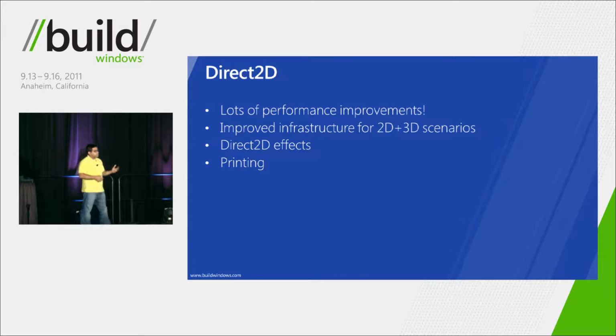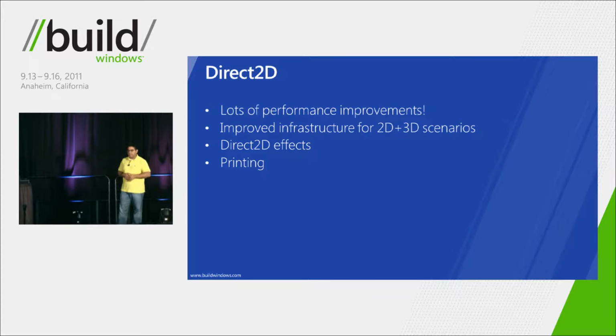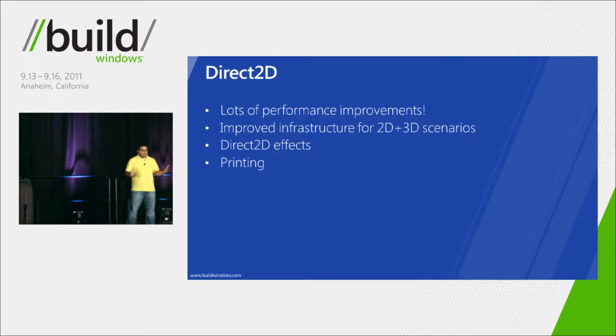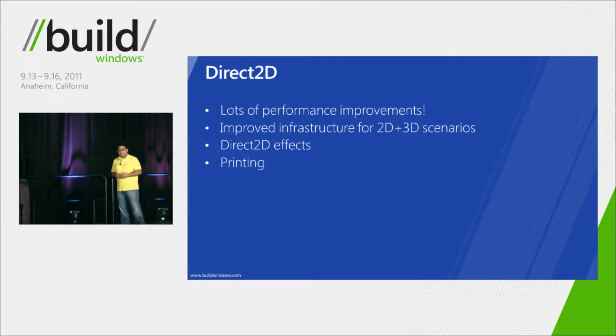So for Direct2D, the focus, again, has been on performance. You're going to hear me say that over and over again, performance. We improved the infrastructure for how 2D and 3D work together so that you can more seamlessly combine 2D and 3D graphics in your applications, and so that you can get much more efficiency when you do that in your rendering. We've added image processing effects to Direct2D, so there's a whole new API that we have that enables you to do pixel processing on rendered content on the GPU. And then we also have printing support in Direct2D now.